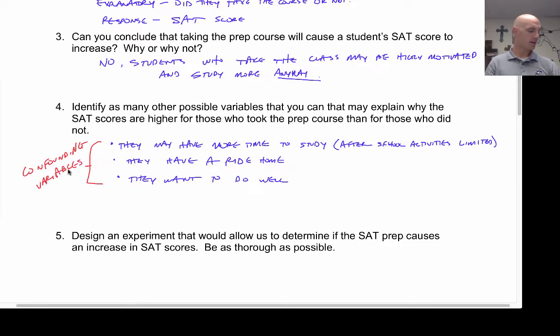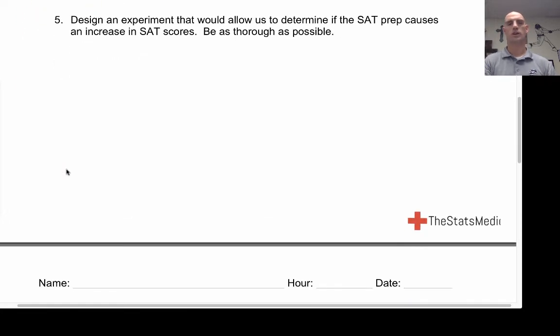Okay, these are called confounding variables. So this is an observational study that's laced with a lot of confounding variables. We don't really know what we're trying to measure here. When you're designing experiments, we really need to make sure that we're taking into account the variables, and try to limit the variables that are affecting what we're trying to do.